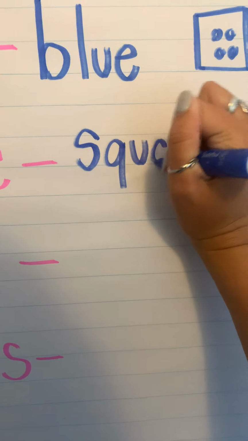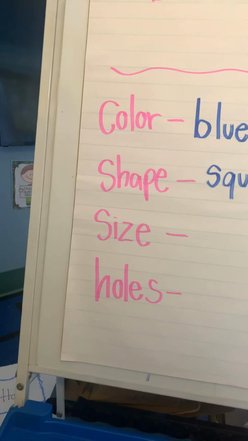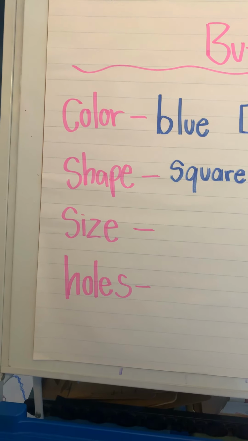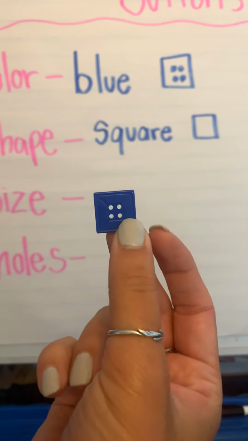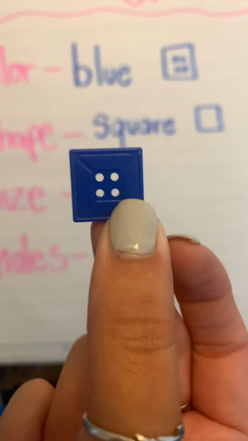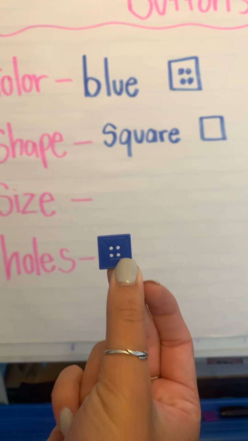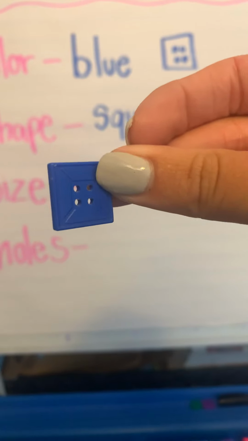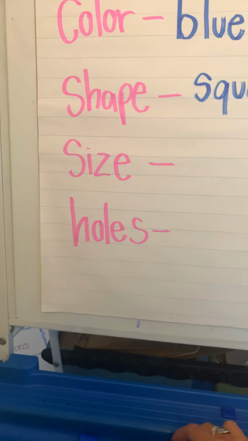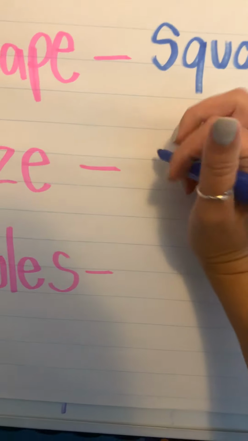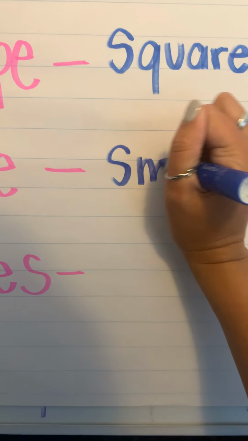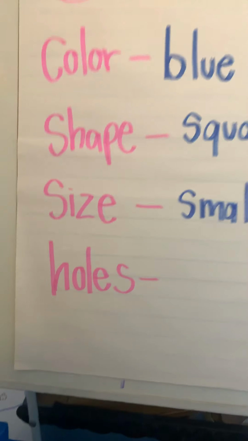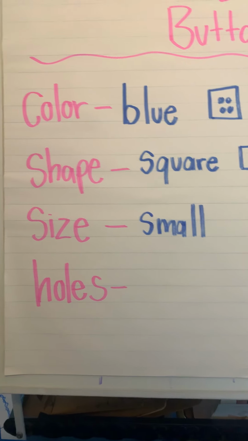Next, it says size. So that means, is it small? Is it big? What kind of size is it? So look at our button again. Now I'm having to hold it up close to the camera, so that should tell you something about the size of our button. It's pretty small. This is a pretty small button. So for size, I'm going to write small. Small. Okay.